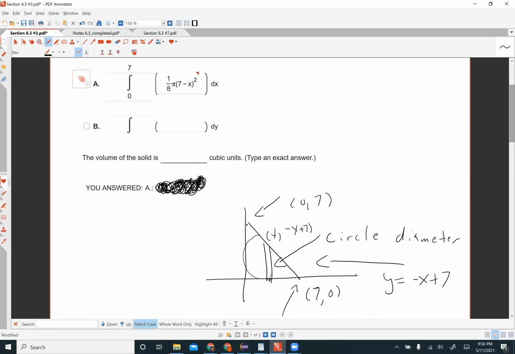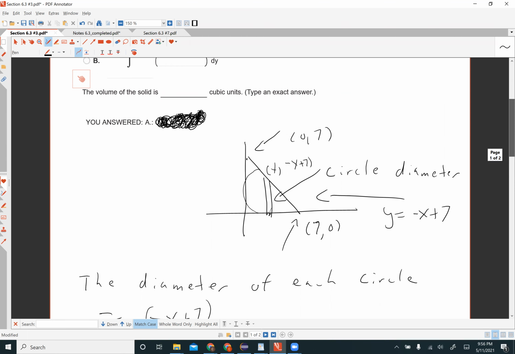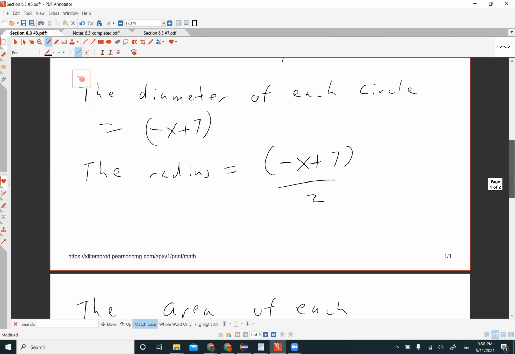Remember our shape: we have this triangle, and perpendicular to the triangle there are these semicircles. You have to visualize them coming out of your computer somehow. It's not two-dimensional, it's a three-dimensional shape. You have a base of a triangle, and perpendicular to it all these semicircles. You go out some distance x, and the diameter of the semicircle will be minus x plus 7. So the radius is minus x plus 7 over 2.